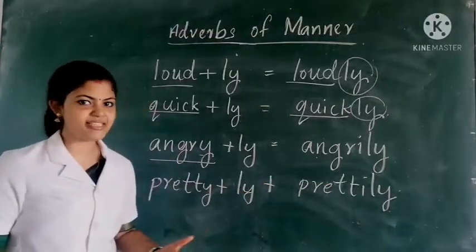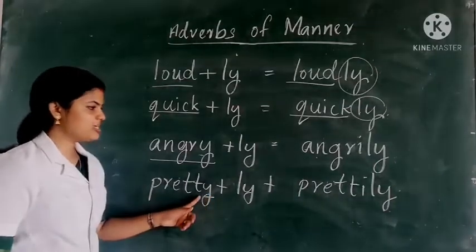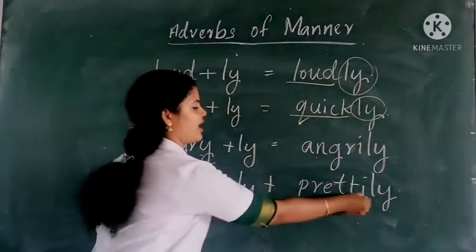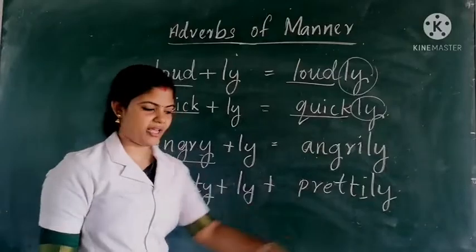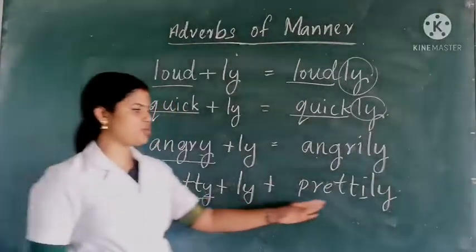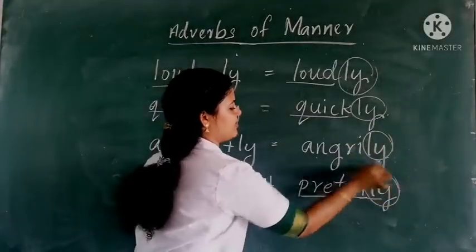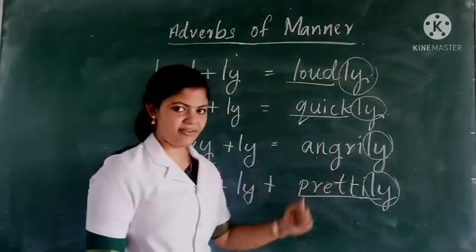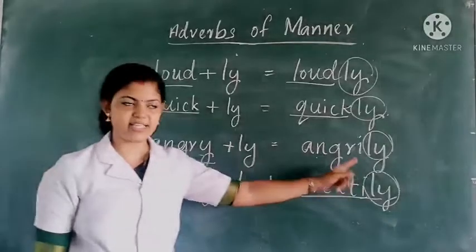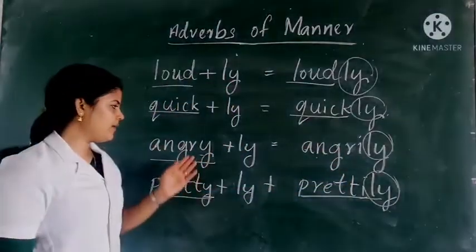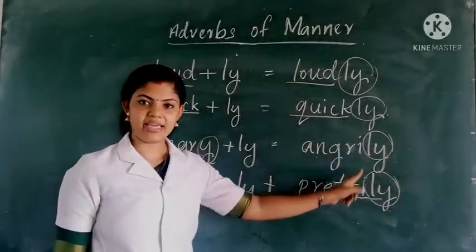Is there any change in the spelling? Yes, here also the ending letter is y, so we change this y into i. So the spelling becomes P-R-E-T-T-I-L-Y. Pretty changed into prettily. So when we add ly, if the ending letter is y, it will change. If there is no y, no problem. But if the word ends with the letter y, we will change it into i.